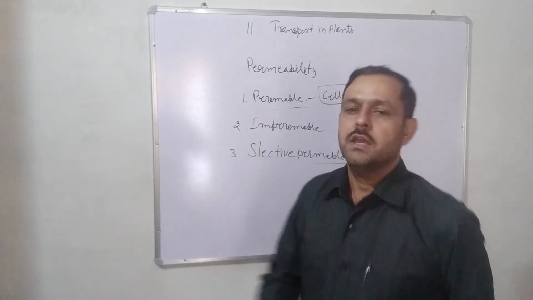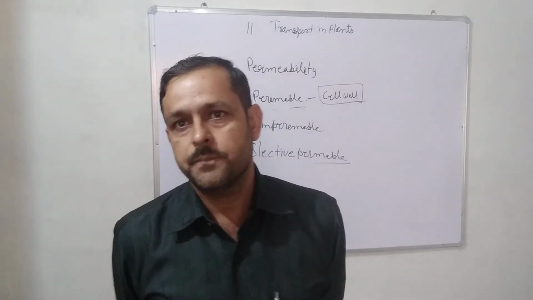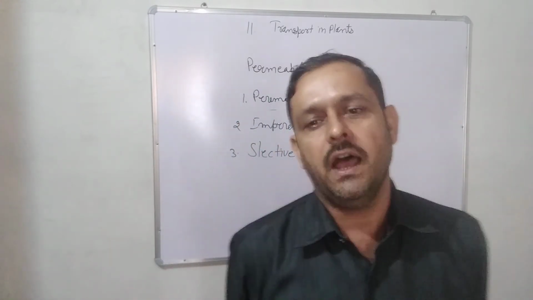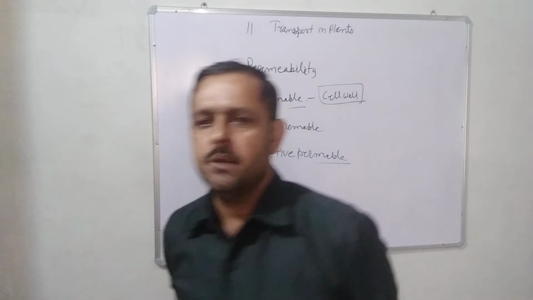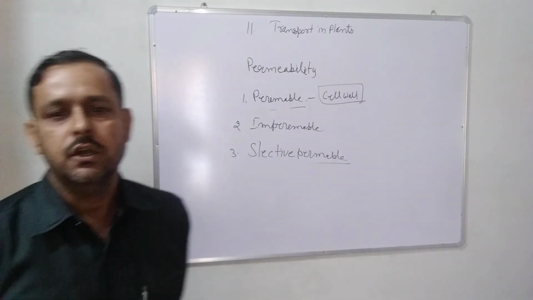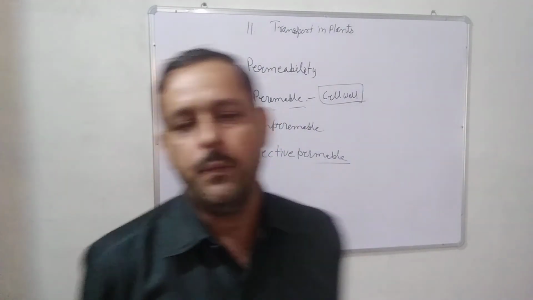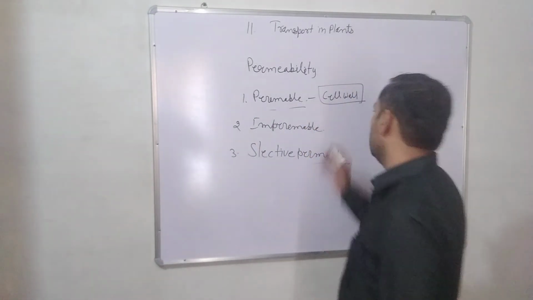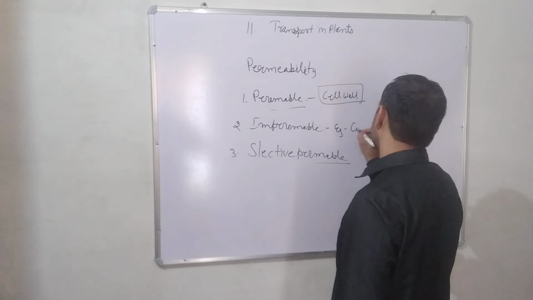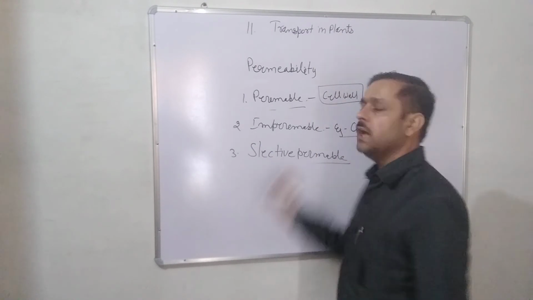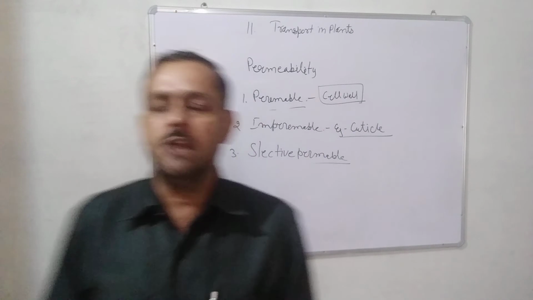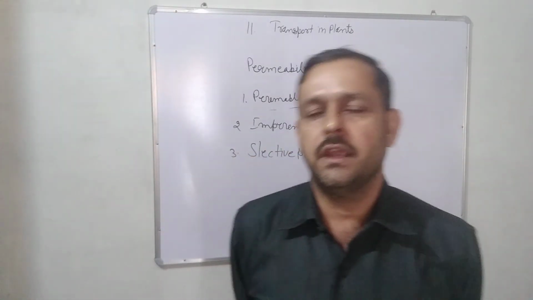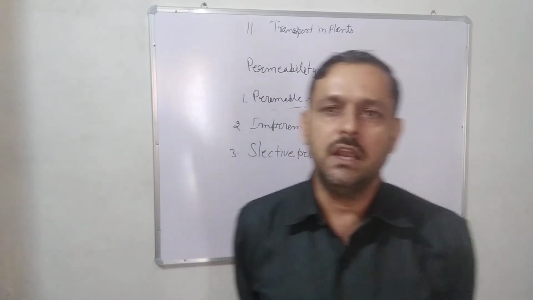Second, impermeable. Impermeable means neither water nor solute molecules are passed through the membrane. Such a membrane prevents diffusion of water and solutes into the protoplasm of the cell. Suberized walls of cork cells, or we can say an example of impermeable is cuticle. Cuticle is made up of cutin and it is impermeable, means it can prevent water and solute from passing through between the inner environment and the external environment.